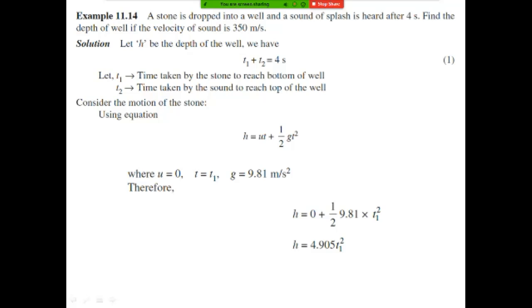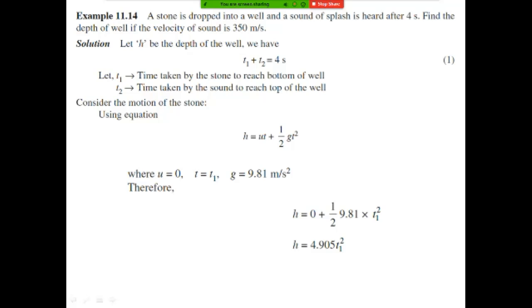T1 is the time taken by the stone to reach the bottom of the well, and T2 is the time taken by the sound to reach the top of the well. Put together, it is 4 seconds. It is written in this form: T1 plus T2 is equal to 4 seconds.